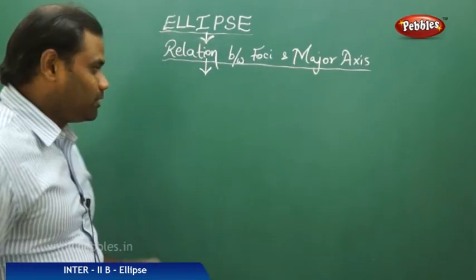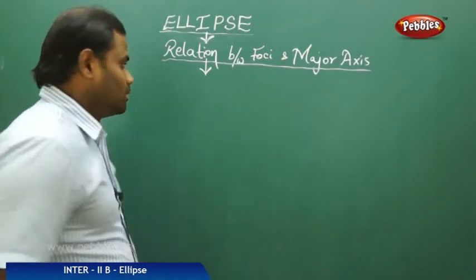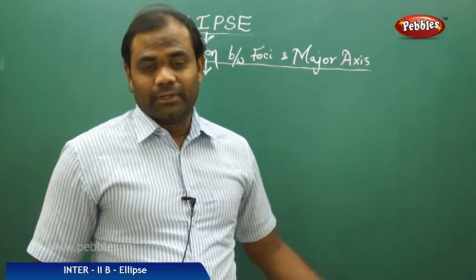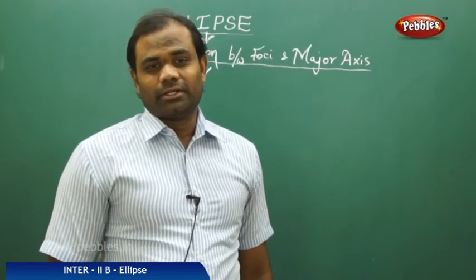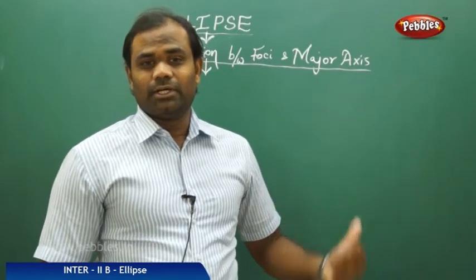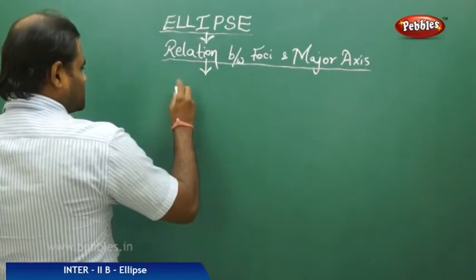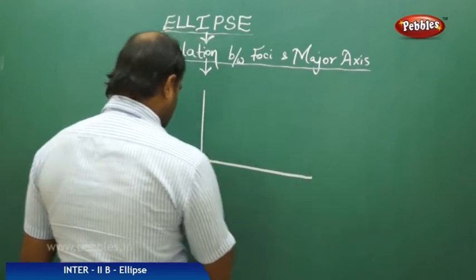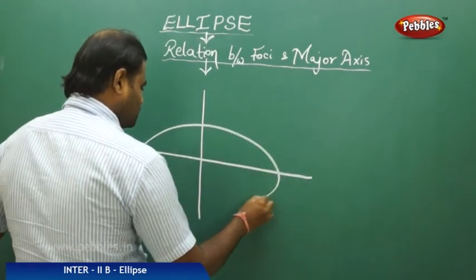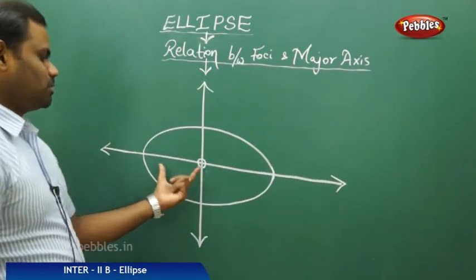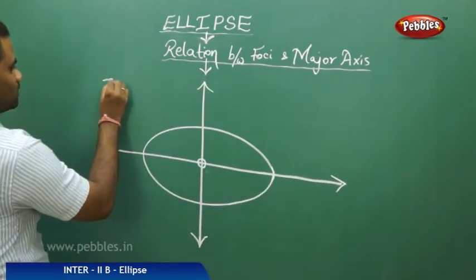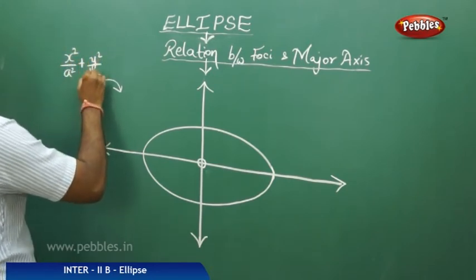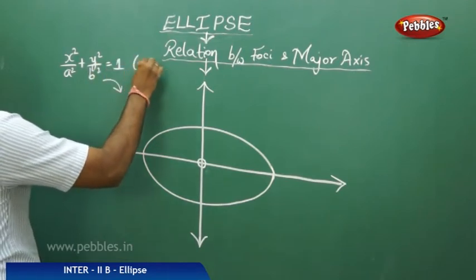Now let's take the standard equation of ellipse with A greater than B and see what would be the relation between the foci S and S dash and the length of major axis. They are very much related through the point on the ellipse, which we're going to see in today's session. So coming to this, the standard equation of ellipse being x square by a square plus y square by b square equal to 1, with A greater than B.